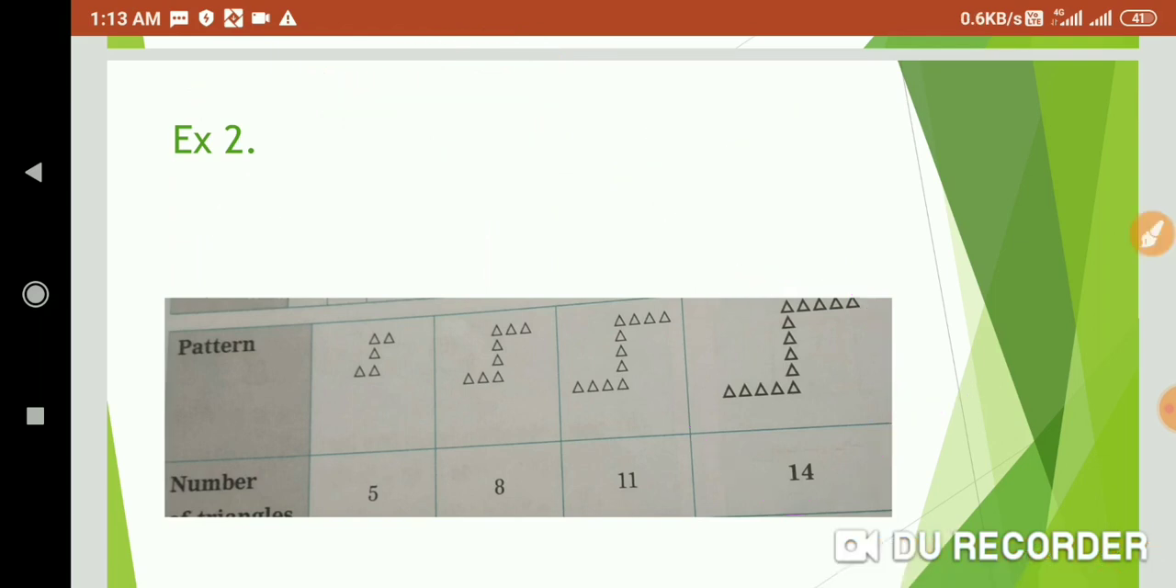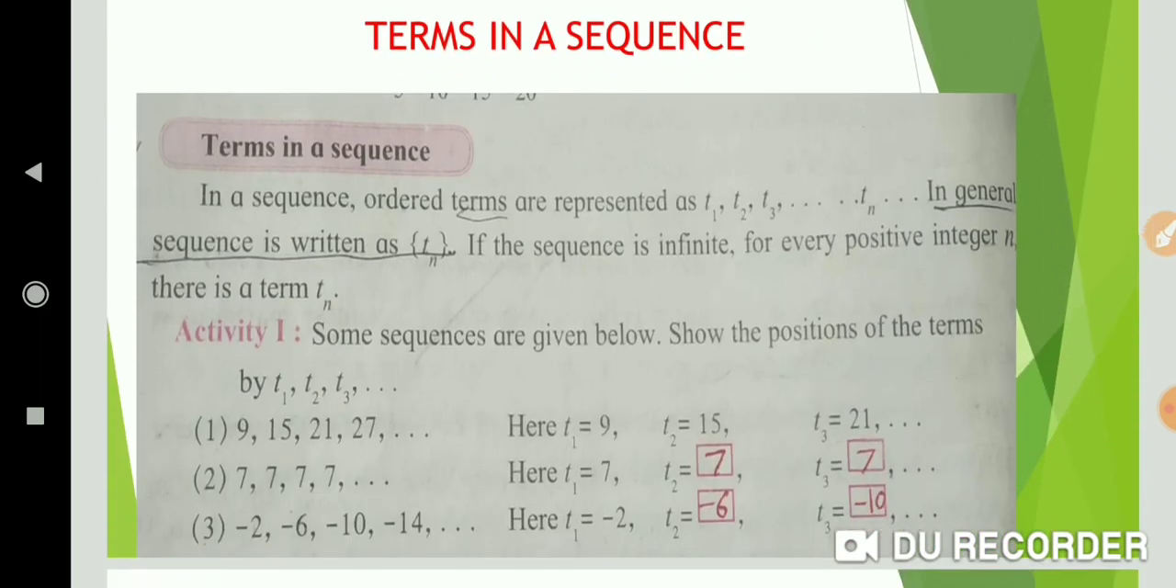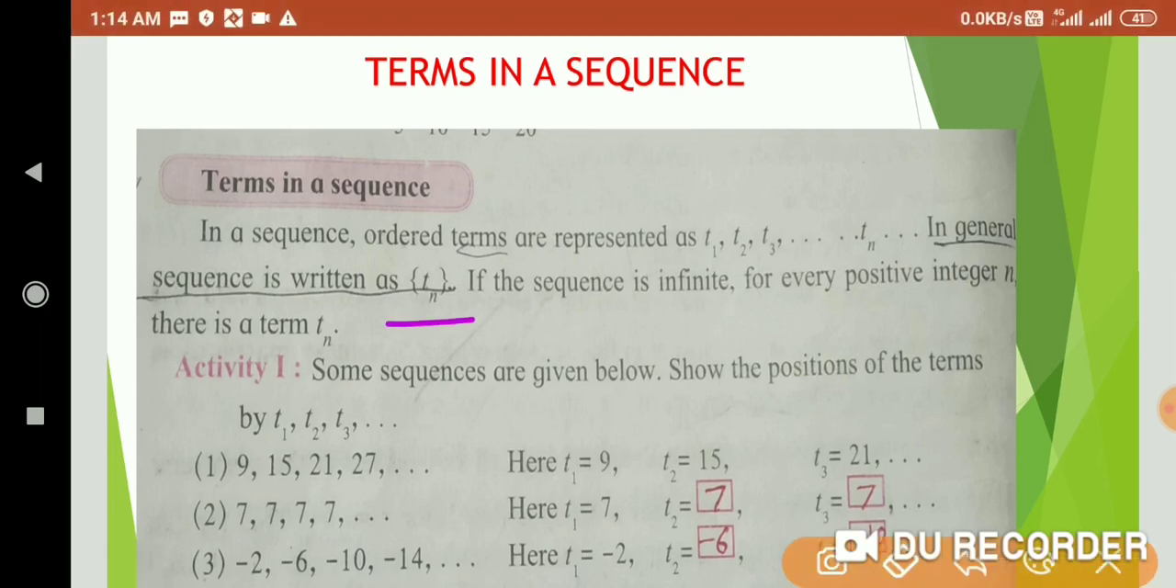Okay, student? Now see another concept, terms in a sequence. In a sequence, ordered terms are represented as T1, T2, T3 up to Tn. In general, the sequence is written in curly brackets as T of n. Now see, there is an activity in our textbook. The terms in the sequence are represented by T1, T2 and T3.